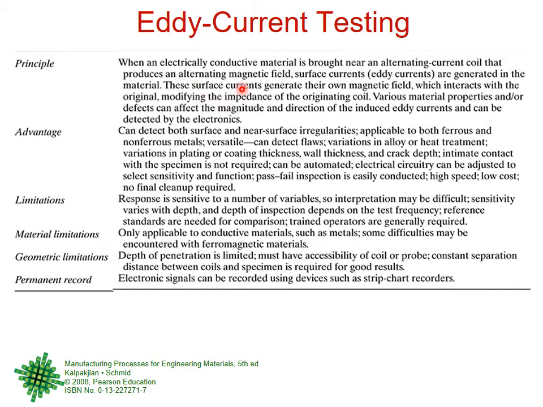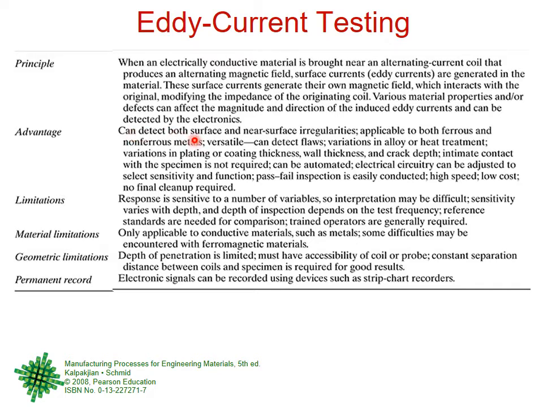These surface currents generate their own magnetic field, which interacts with the original, modifying the impedance of the originating coil. Various material properties and or defects can affect the magnitude and direction of the induced eddy currents. So it is complicated. We will not go into a lot of detail, but the basis is that eddy currents are there. And when you do this and that part has some defects or flaws, then the travel of these magnetic fields due to the eddy current will be disturbed and they can be detected.